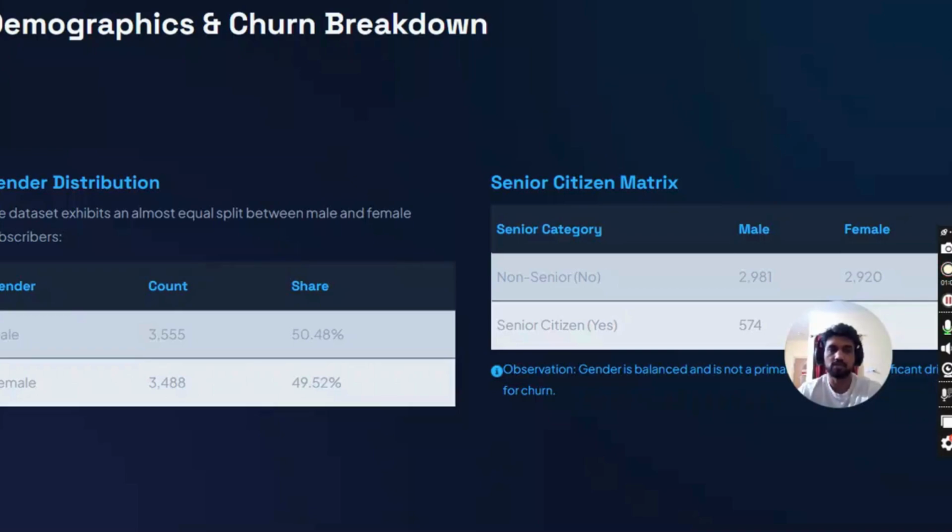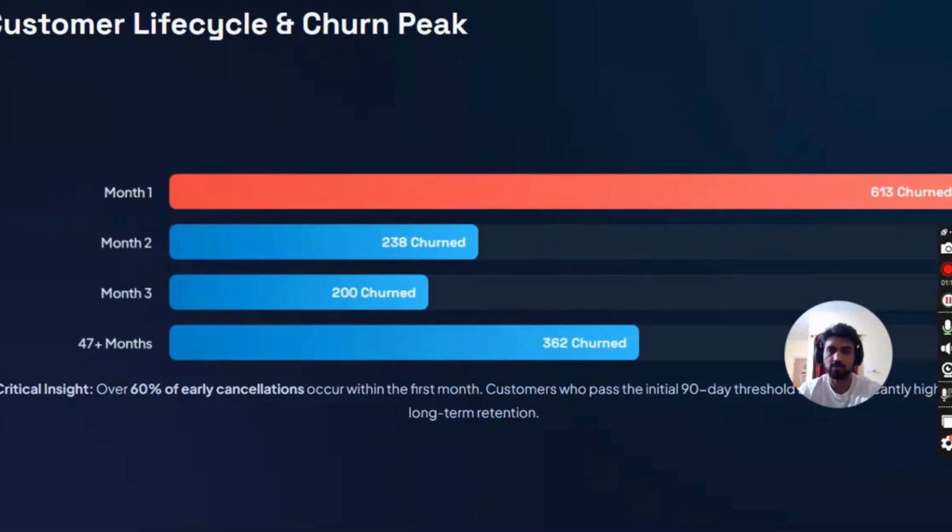Also focusing on the tenure analysis. One of the most important findings is customer tenure: the highest churn group has 380 out of 613 customers leaving. As customer tenure increases, churn decreases significantly. This indicates that improving the onboarding experience during the first few months can greatly improve retention.